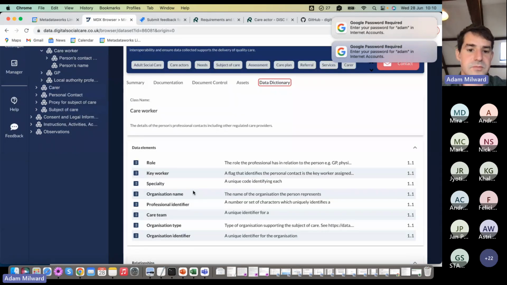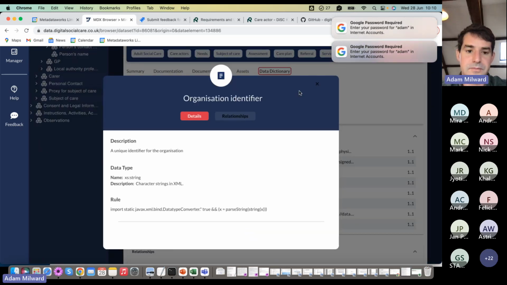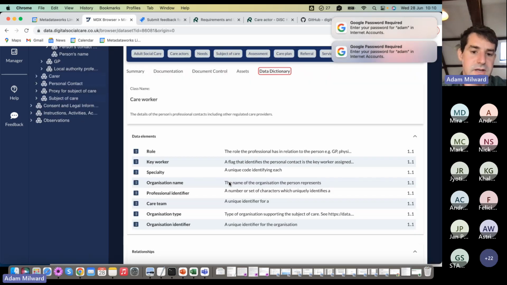This is taken from the PRSB model. So we've got a role, a key worker, specialty and organizational name, professional identifier, identifier for a care team, the type of organization, and the organization identifier. One of the things that we might do as well is, rather than have an organizational identifier, we'll have an organization, and then this should be a link through to the organization itself.